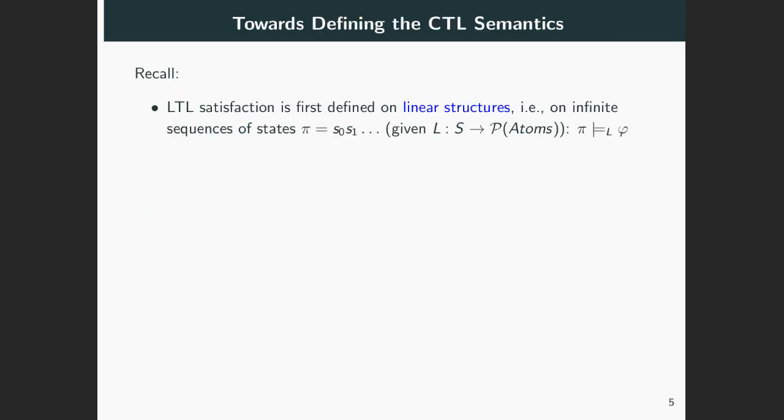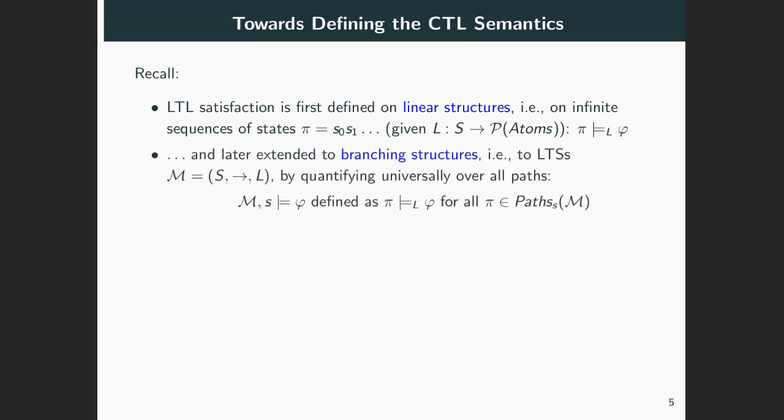Now, here's an important difference between the way LTL semantics was defined on LTSs and the way we'll define the CTL semantics on LTSs. Remember that for LTL, we first defined what it means for an individual path to satisfy a formula. And only after that, we define what it means for an entire LTS to satisfy a formula. Namely, we said that the LTS in a state S0 satisfies an LTL formula, provided all its paths starting from S0 satisfy that formula. In other words, for LTL formulas, LTS satisfaction was reduced to individual path satisfaction.